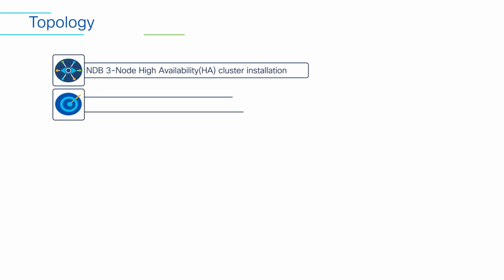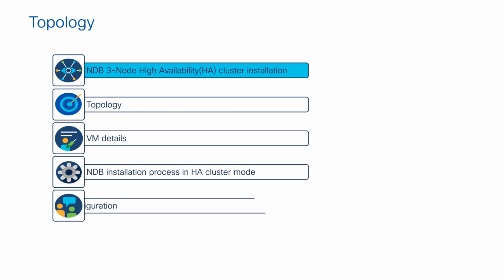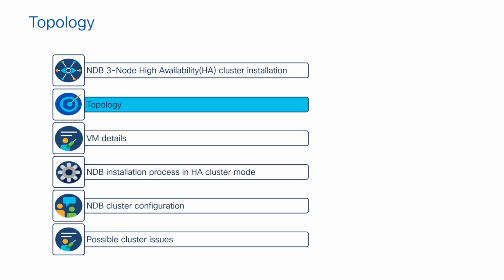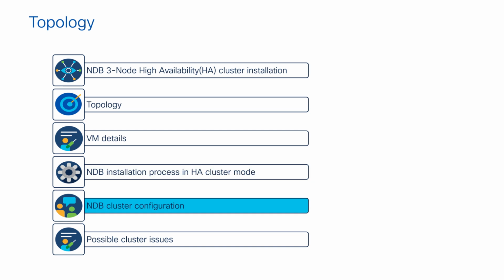The agenda for this recording is going to be how to build an active cluster with 3 Linux machines and how a typical topology will look like. And we will dig deep into some of the VM details for building the cluster. And we will see what is the installation process to build a 3-node HA cluster and what are the configuration parameters we need to enable and what are the possible cluster issues that you might encounter on the field.